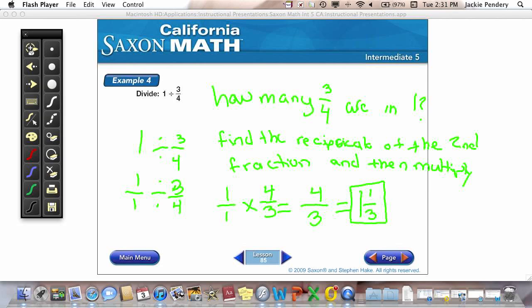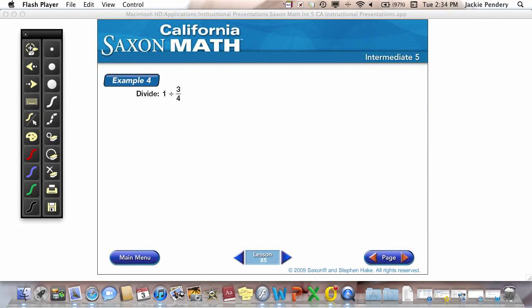Okay, so there's my answer. When we divide fractions, any fraction, you take the second fraction, you find its reciprocal, and then you multiply. All right, go ahead and do your lesson practice, and then we will go over this tomorrow. Good luck.